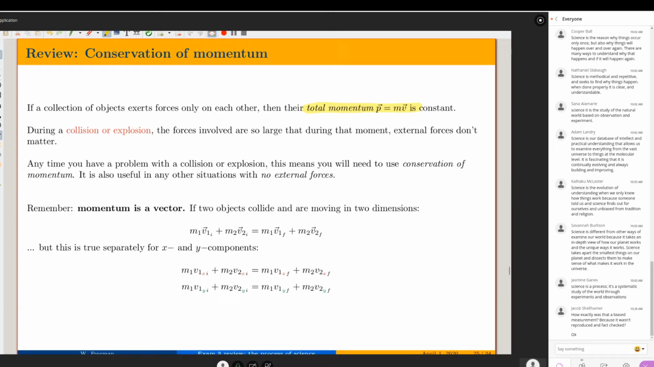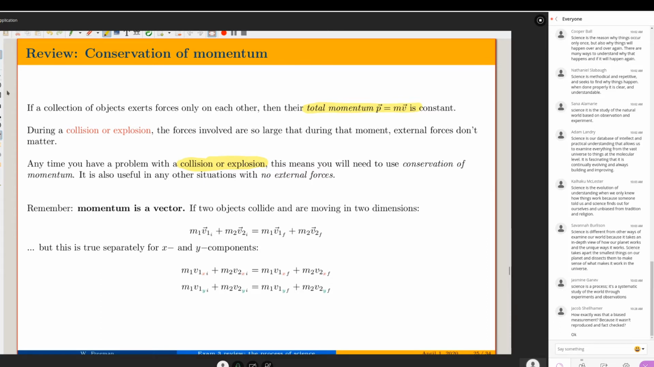So you can add up all the momentum before something happens, you can add up all the momentum after something happens, and set them equal. The thing that should signal to you to use conservation of momentum is whenever you have a collision or explosion. Because during that event, the forces involved in things colliding or exploding are so overwhelmingly large that other forces don't really matter.